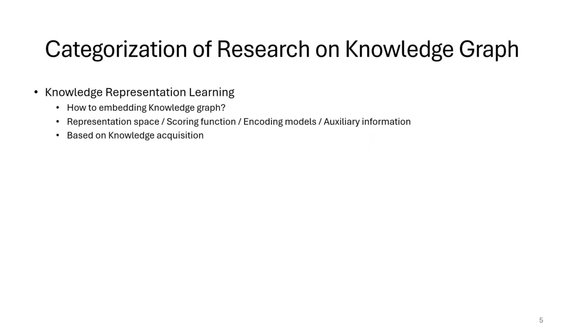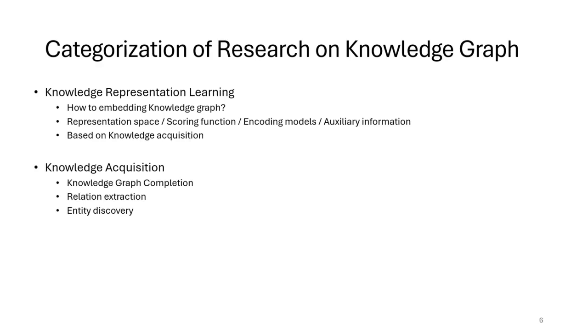A variety of research areas are currently underway in this knowledge graph, one of which is knowledge representation learning. There are four main criteria for dividing embedding methods. They are representation space, scoring function, encoding models, and auxiliary information. And there are three main tasks in knowledge acquisition. They are knowledge graph completion, relation extraction, and entity discovery.